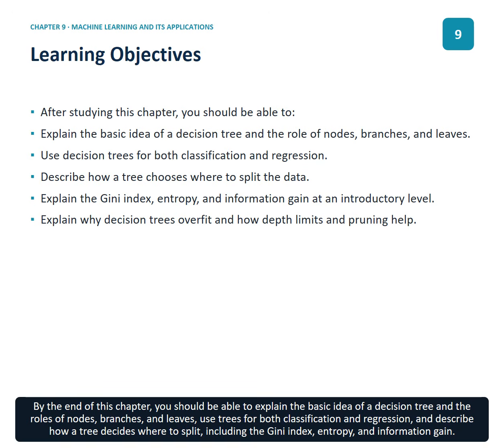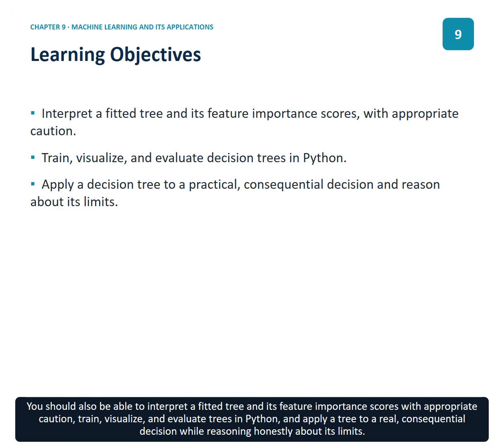By the end of this chapter, you should be able to explain the basic idea of a decision tree and the roles of nodes, branches, and leaves, use trees for both classification and regression, and describe how a tree decides where to split, including the Gini index, entropy, and information gain. You should also be able to interpret a fitted tree and its feature importance scores with appropriate caution, train, visualize, and evaluate trees in Python, and apply a tree to a real consequential decision while reasoning honestly about its limits.